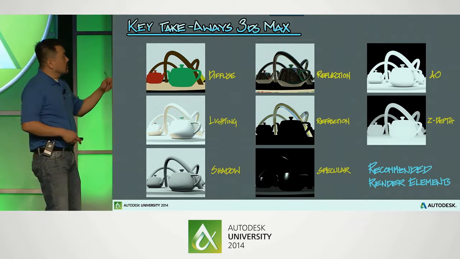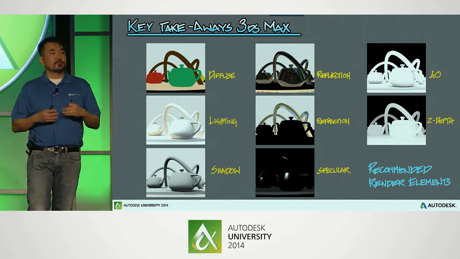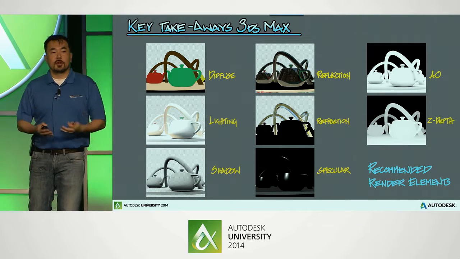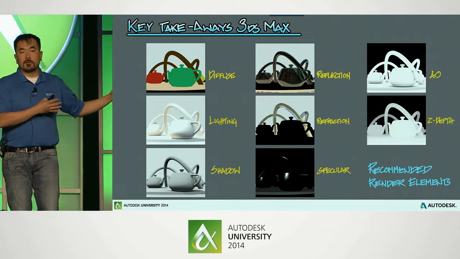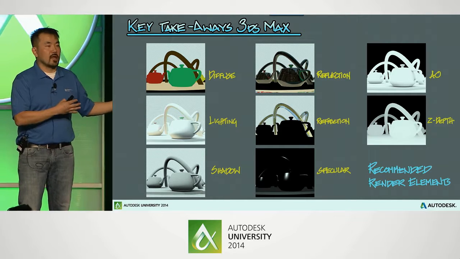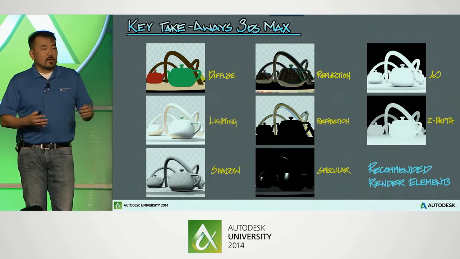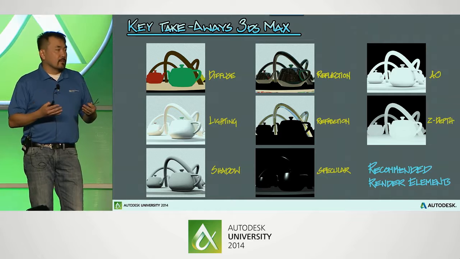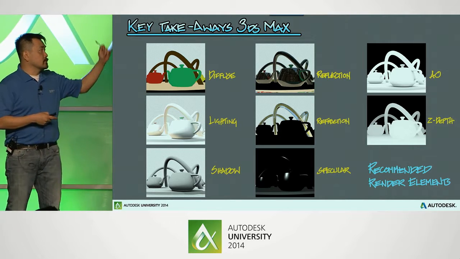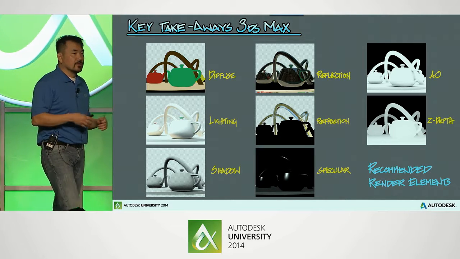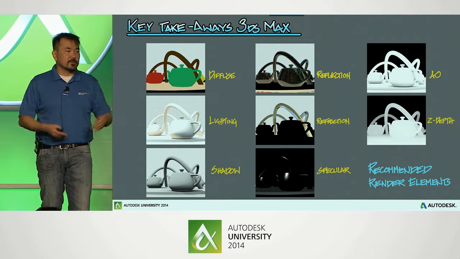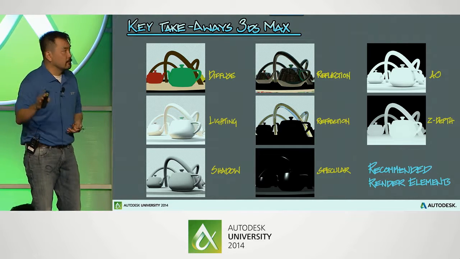So we have, and these are what I recommend if you start compositing with 3D Studio Max, the fundamental ones that you must understand. If you don't have an understanding of this, it's not going to look very good. So the typical ones are diffuse at the top left-hand corner. All it is is the basic colors, no shading. It's just a plain RGB color value.